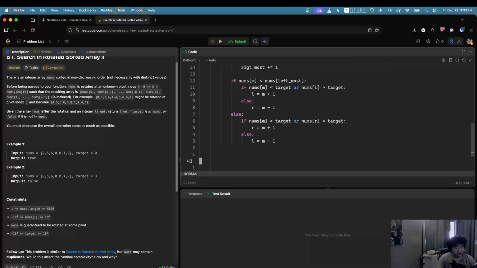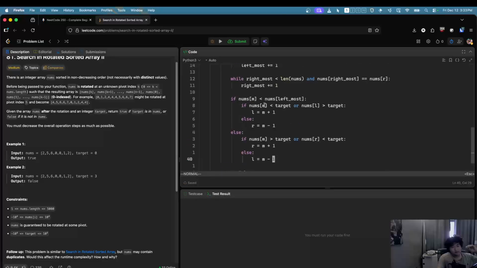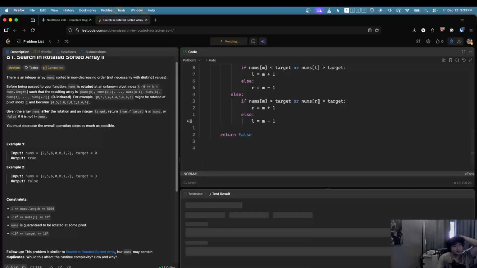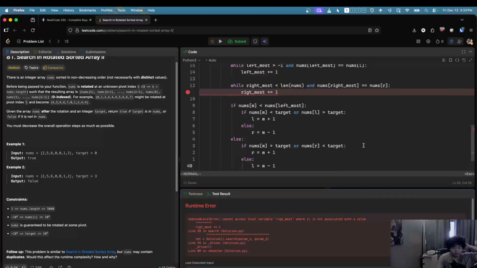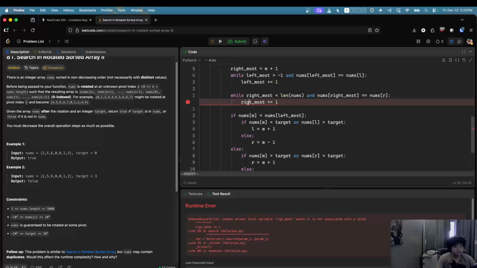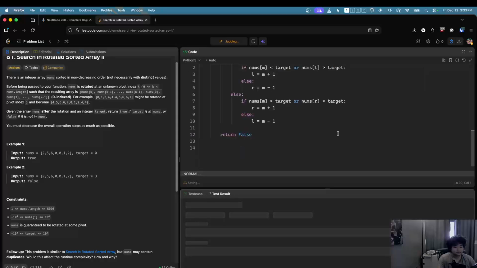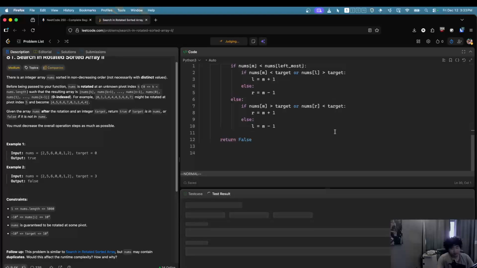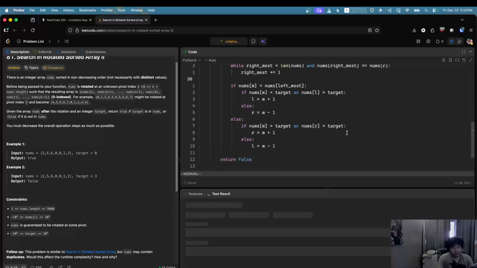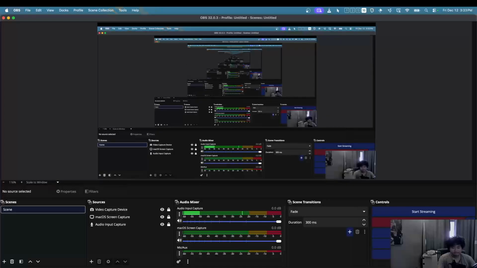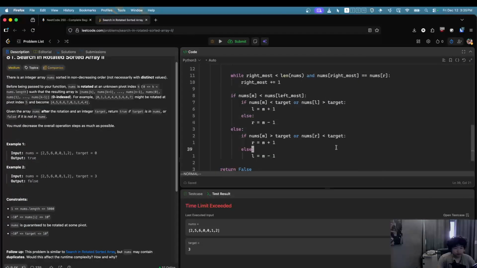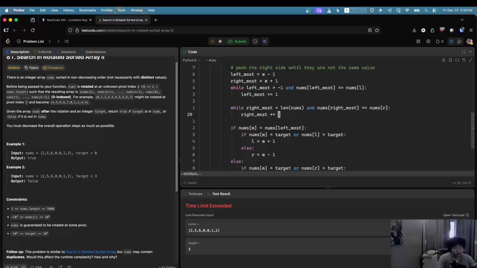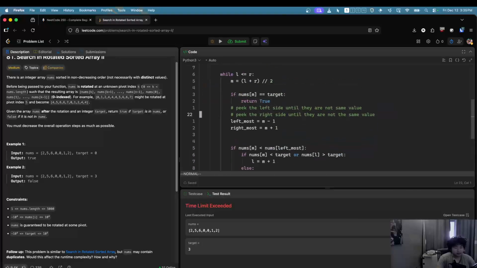Okay, I don't know if this works, to be honest. Let's try it, I guess. Yeah, it's probably like an infinite while loop. Okay, I think this is okay. Screw this. So let's do this. I feel like the peeking idea is good, but it's just wrong.